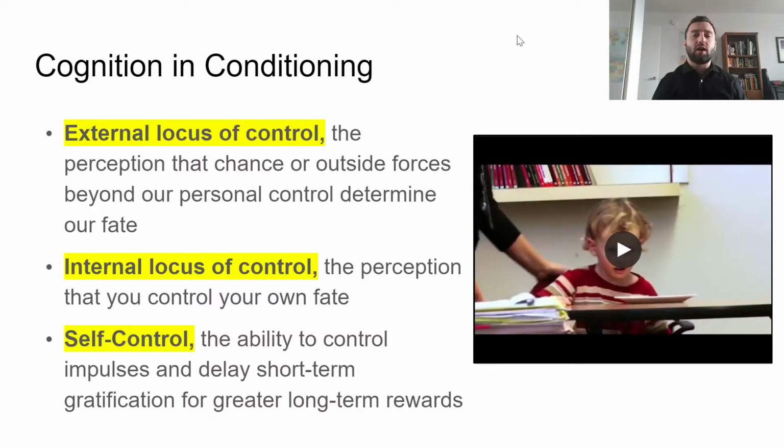This also gets us to a few other things, mainly what we call the locus of control. There's an internal and an external locus of control, and they're basically opposites of each other. An external locus of control refers to the perception that chance or outside forces beyond our personal control determine our fate. So the idea here is, do I believe that something else controls the fate of my life?